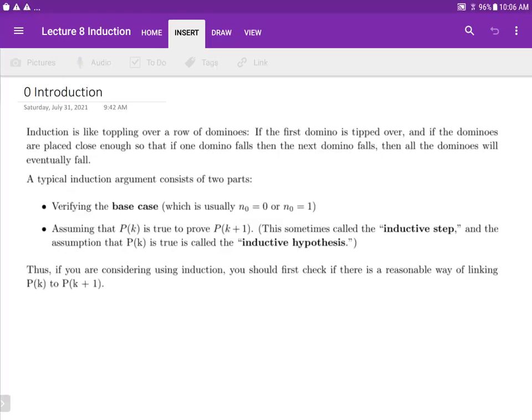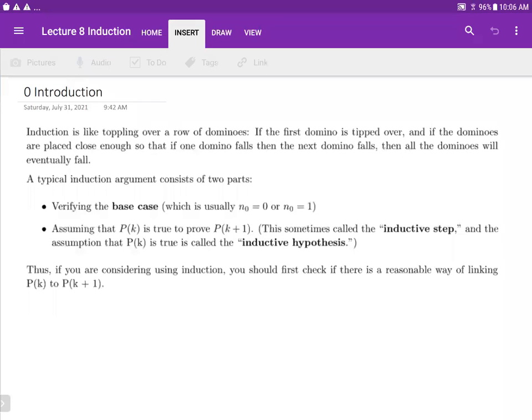Now, after verifying the base case, you assume that the statement holds true for some arbitrary value of k. So p of k is true. And then you use that to prove that p of k plus 1 is true. And this is called the inductive step. The assumption that p of k is true is called the inductive hypothesis.